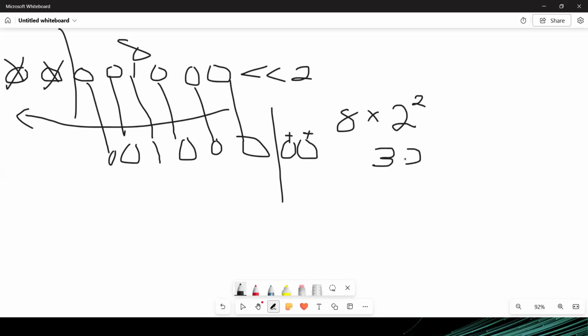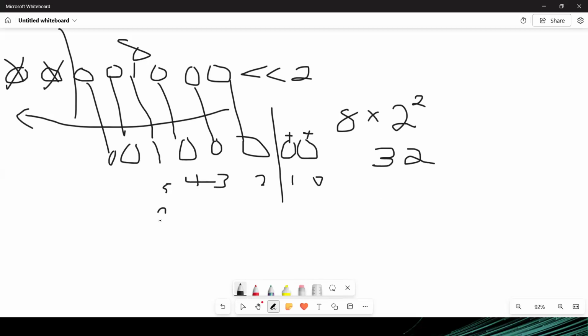And if you cross-check this value, you will see that we are going to have, this is position 0, position 1, position 2, position 3, position 4, position 5.